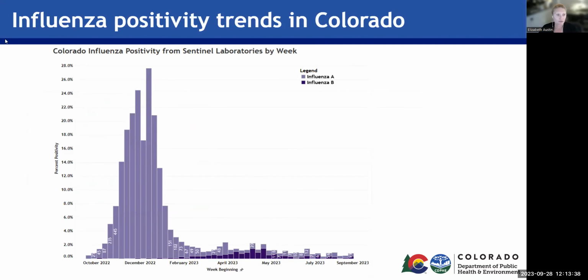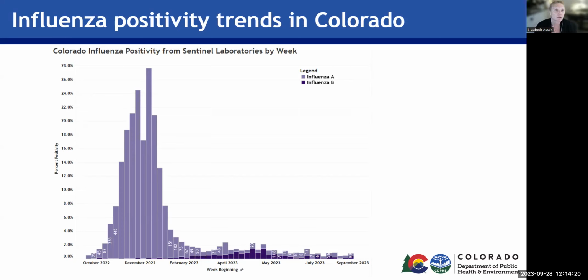So the above graph shows percent positivity of influenza in Colorado from October 2022 to present. This data is reported from 26 Sentinel Hospital laboratories every week across the state of Colorado. It indicates the percent positive influenza specimens among the total number of specimens tested for influenza at that particular lab. The graph also shows data on what percentage of those specimens were flu A and flu B.